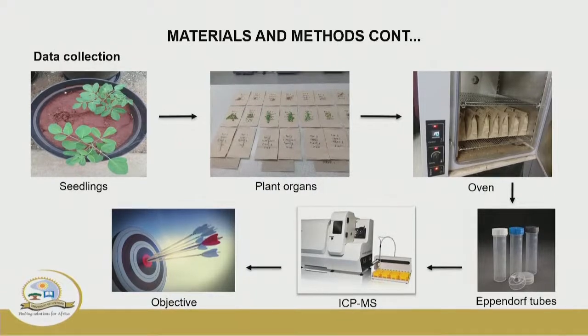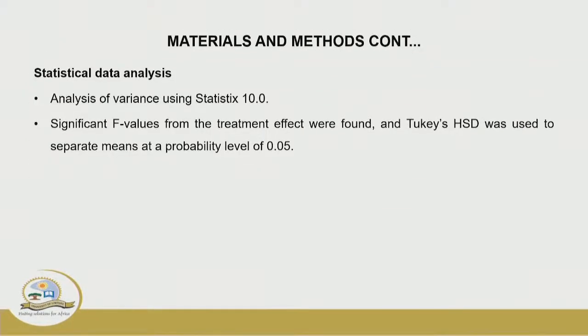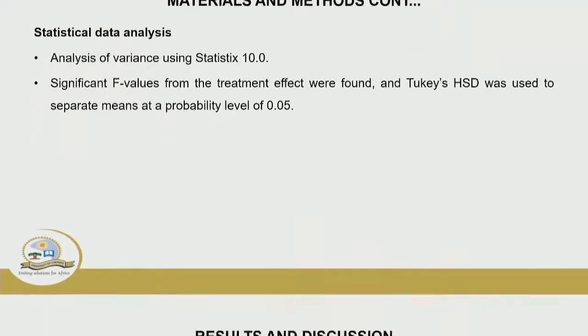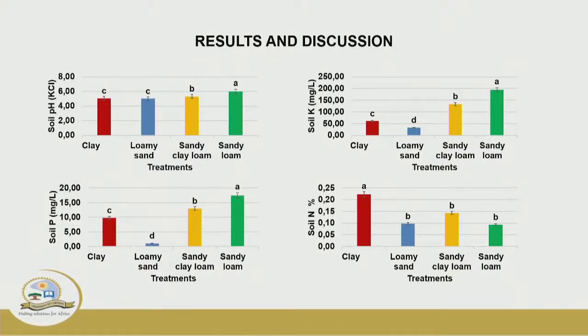This is our road to achieving our objective, where moringa plants 90 days after emergence were uprooted and separated into different organs. Then they were oven dried and weighed using a weighing scale. They were then ground and transferred into tubes. These tubes were subjected to ICP-MS for analysis of nutrients, which were nitrogen, phosphorus, and carbon. Ladies and gentlemen, our results were subjected to analysis of variance using Statistix 10, where significant values from the treatments were found, and Tukey's HSD was used to separate the means at a probability of 0.05.